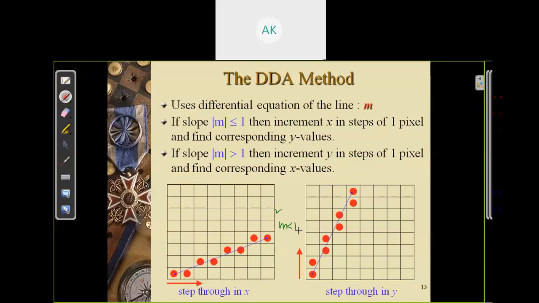Okay. When m is less than one, what does it mean? When m is less than one, which value is greater, dy or dx? Dx, definitely. So if we move in change in dx, we will be finding the value of y. Suppose the slope is less than 1 and you are moving in unit interval direction in y.